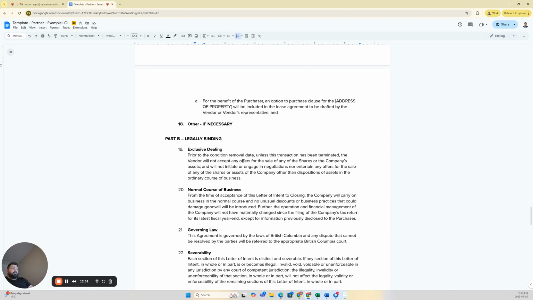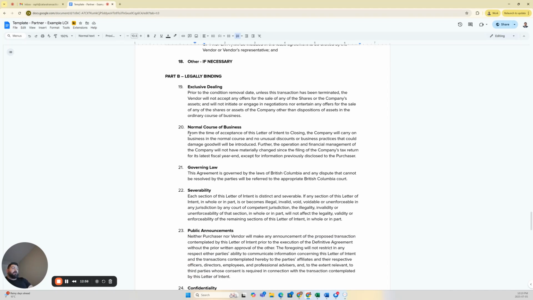And then the legally binding part, exclusive dealing. So you're no longer going to advertise this for sale. You're dealing with me now. You're going to keep operating this in the normal course of business. So there's not going to be any material changes from when we sign this thing till when it closes. You're not going to do anything funky like have a retirement sale.